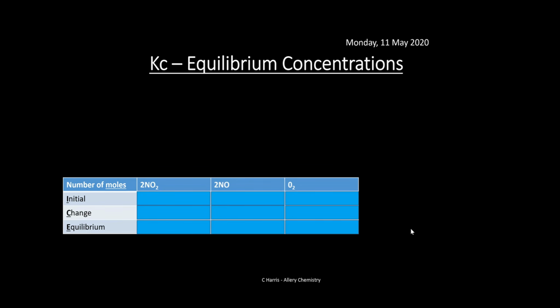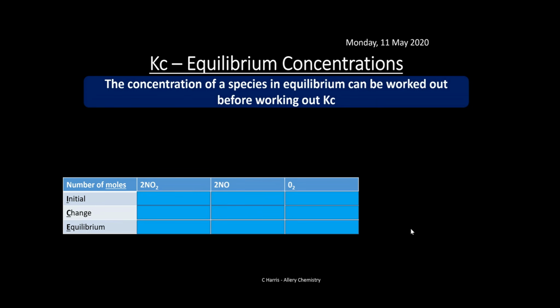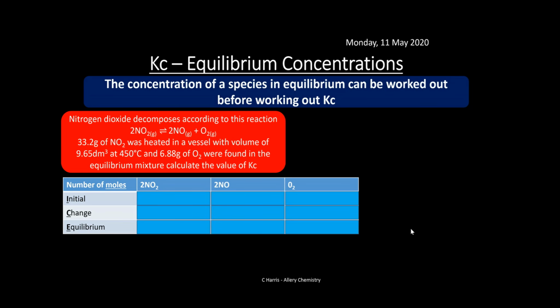Okay, so let's look at the concentration of species in equilibrium and see how they could be worked out before we actually work out Kc. So we're going to use this method here. Now you might use a different method and you'll see it later on. I use a method called an ICE method, so initial, change, equilibrium, and it just helps us to work out the concentration of a species in equilibrium. So let's have a look at this example.